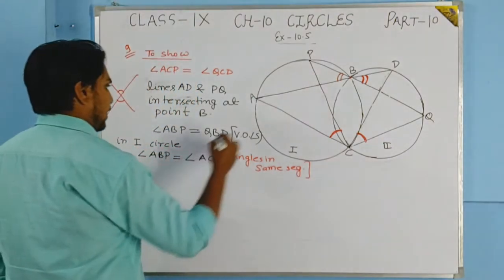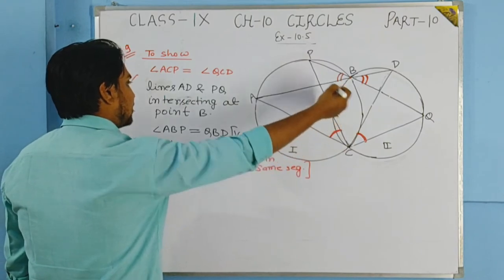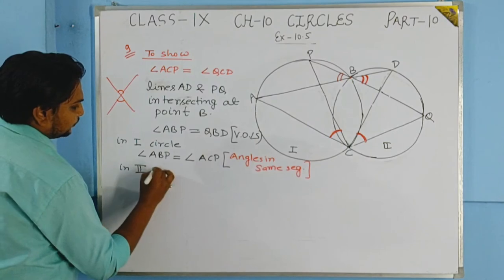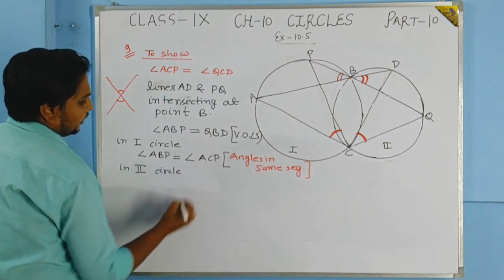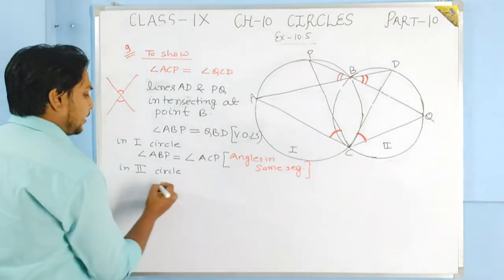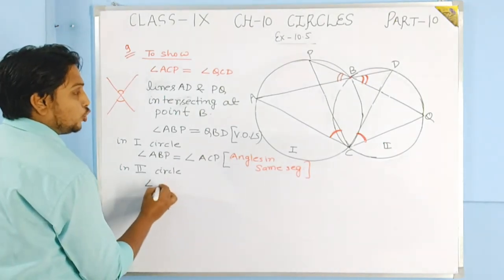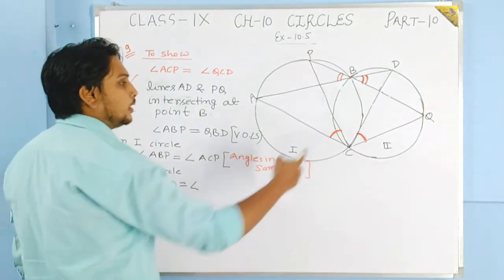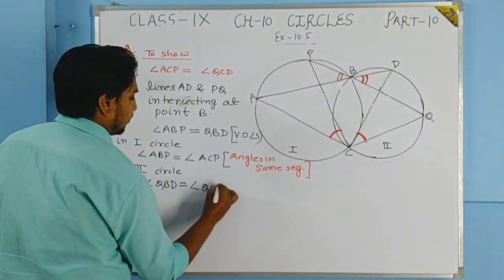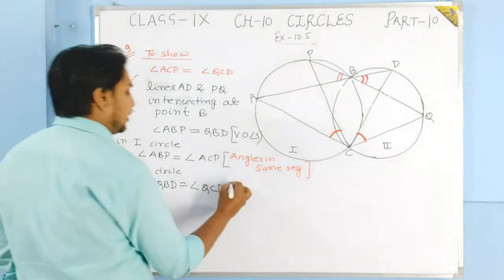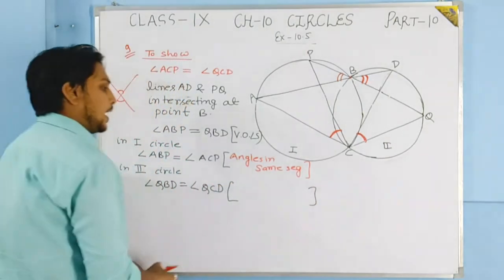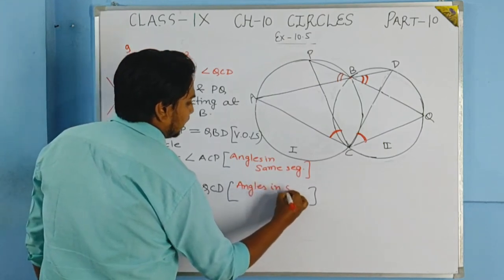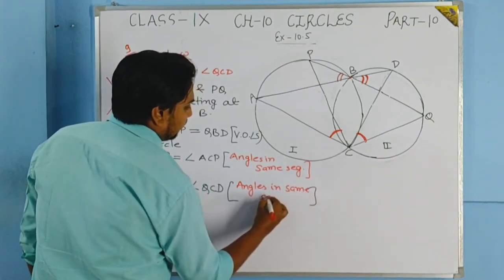And in the same manner, in the second circle, angle QBD is equal to angle QCD. Why? The reason is the same, that they are angles in the same segment.